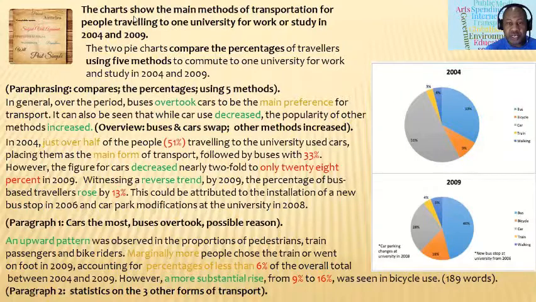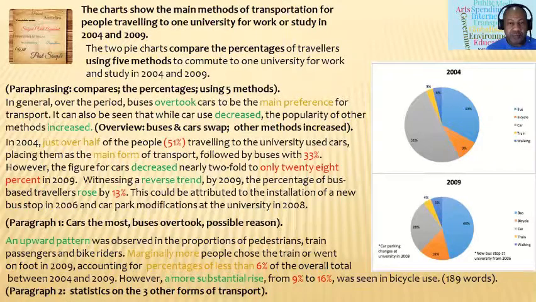The charts show the main methods of transportation for people traveling to one university for work or study in 2004 and 2009. So let us paraphrase. The 2 pie charts compare the percentages of travellers using 5 methods to commute to one university for work and study in 2004 and 2009. We could also say between 2004 and 2009. Work and study, we don't really need to change too much because the words we change them for could become slightly obscure. We've paraphrased it enough with compares, percentages, 5 methods. That's enough.